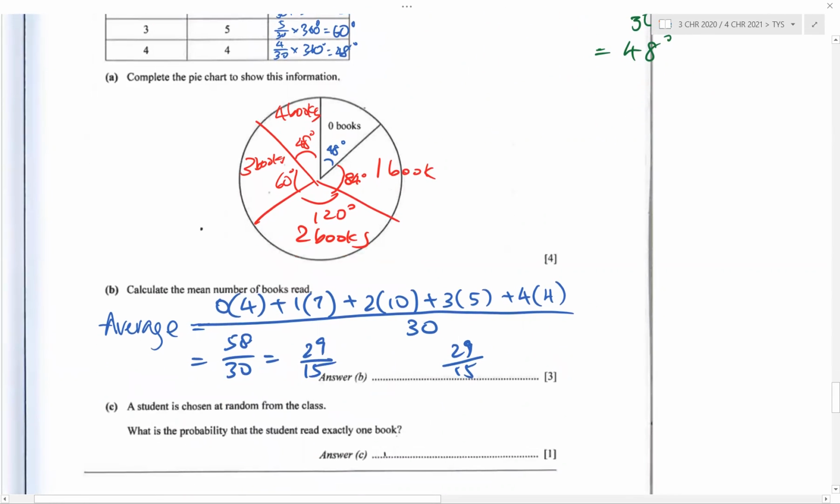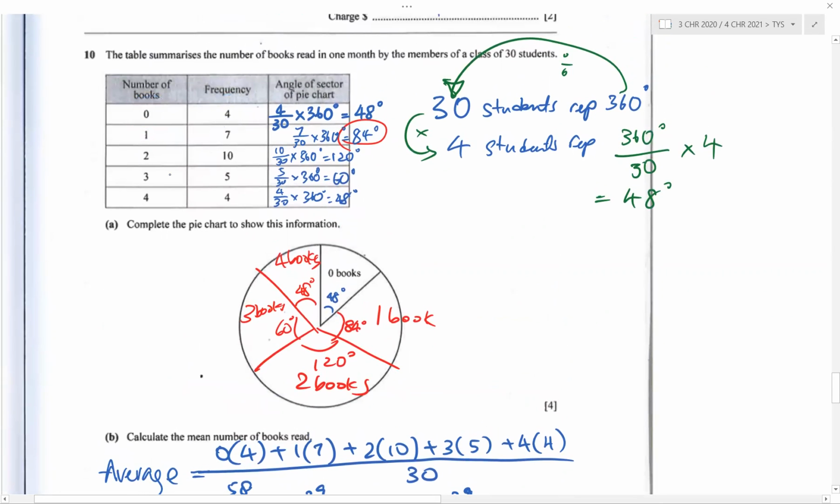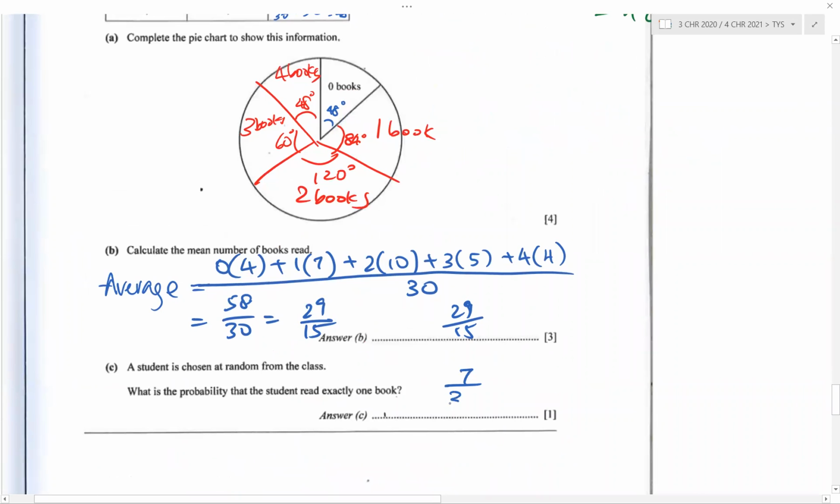And then a student is chosen at random. Probability he read 1 book. 1 book. Who is that guy? Got exact, must leave exact. Okay, so 7 out of 30. Okay, finish.